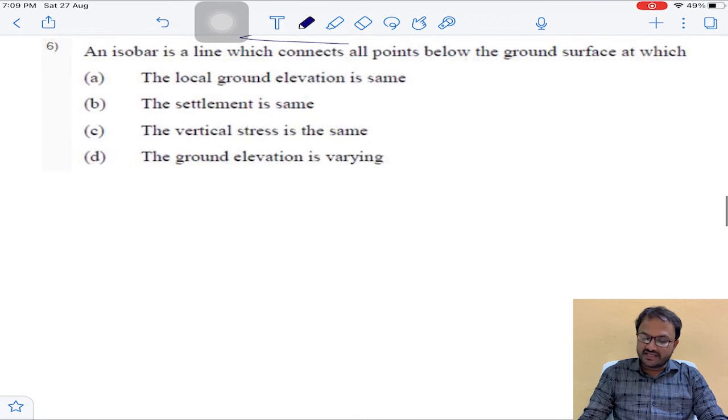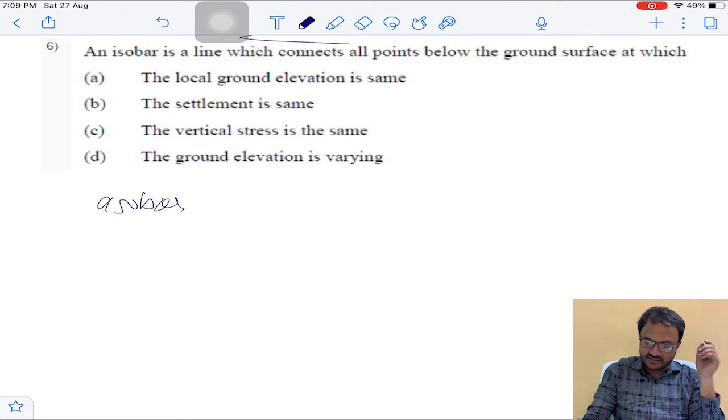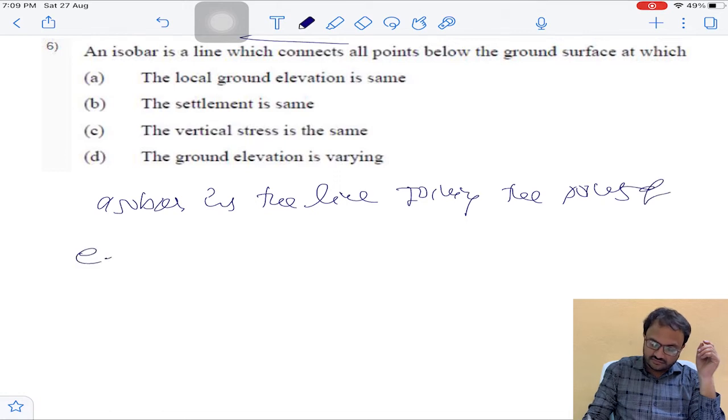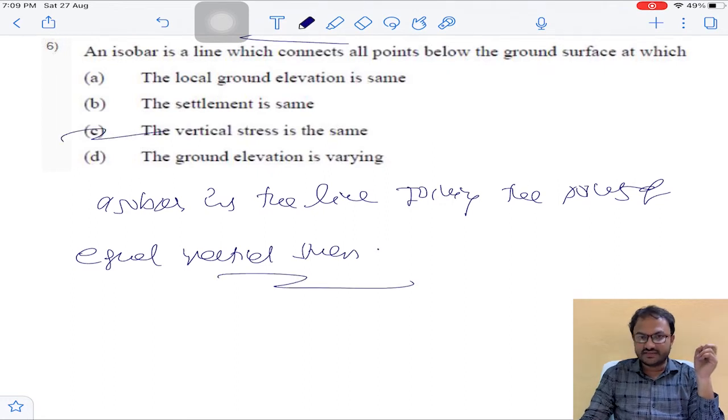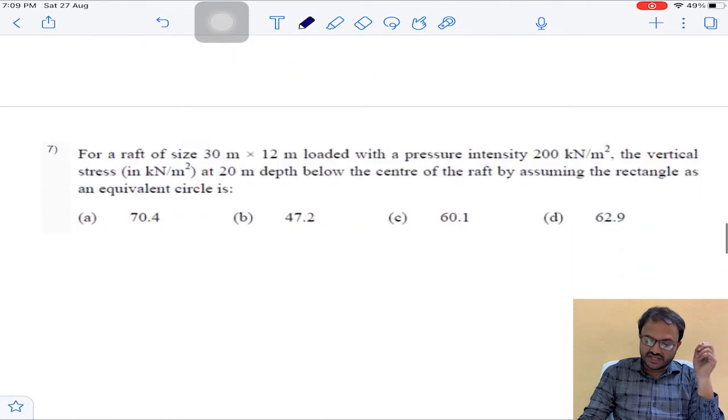Now, an isobar is a line which connects all the points below the ground surface at which the vertical stress is equal. So an isobar is the line joining the points of equal vertical stress. Okay, so the answer is C for question number 6. Coming to question number 7.